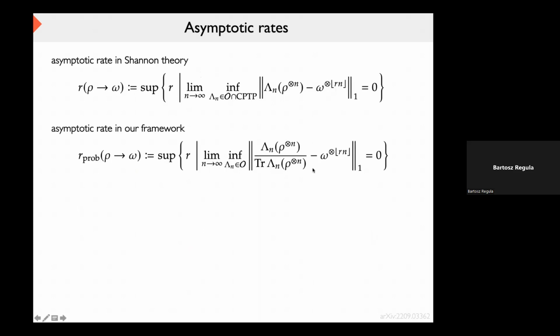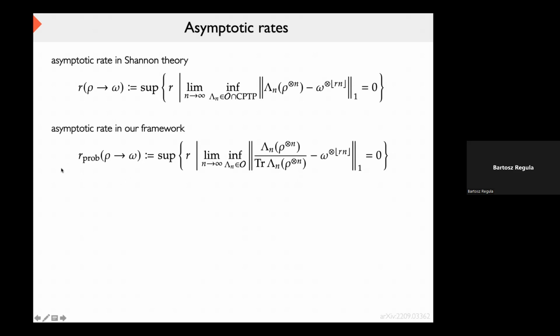And essentially, we don't care about the actual probability of success of this protocol, because we are not paying for the number of copies of rho in this transformation. So we can just keep repeating the protocol until it succeeds. And we are only paying for the size, again, of this protocol that is required in the transformation. So this is the fundamental definition.